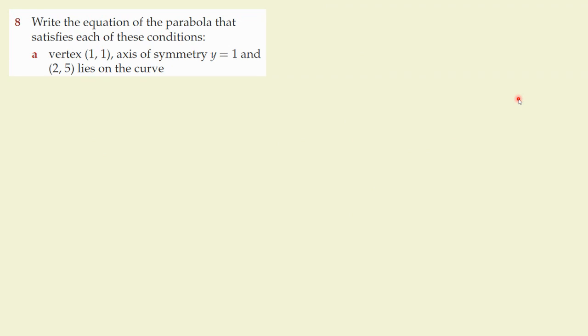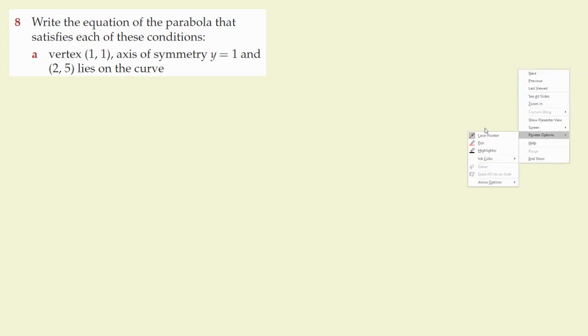Right, so question 8 is asking us to write the equation of a parabola, and it satisfies a number of conditions. We've got a vertex at (1, 1). Our axis of symmetry is y equals 1, and we're told a point on the curve. This point on the curve bit again, like some of the earlier questions, is coming back. We're going to have to use that at some point.